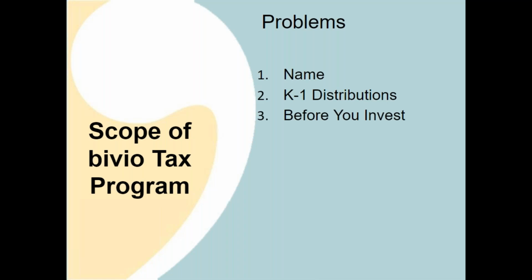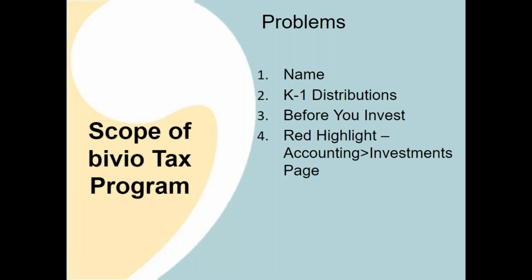We have a help page called Before You Invest that will take you to a comprehensive list of tickers of these investments. We try and highlight them in red on the Accounting Investments page in bivio. And when you generate your tax forms, you will find a note on the cover page telling you that the forms prepared in bivio are not correct and should not be filed as prepared. You'll need to work with an outside accountant to prepare your club taxes correctly.